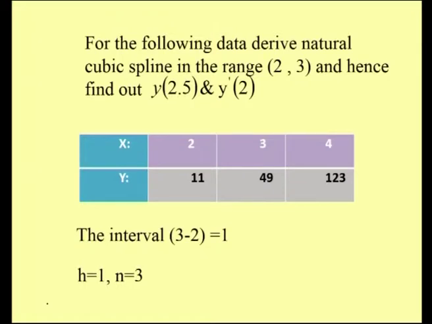So, first of all, let us see: x values are given as 2, 3, 4 and y values are given as 11, 49, 123, and we are asked to derive the natural cubic spline in the first range 2, 3. The interval 3 minus 2 is 1, therefore h is equal to 1, and n is equal to 3, because the number of values given is 3.